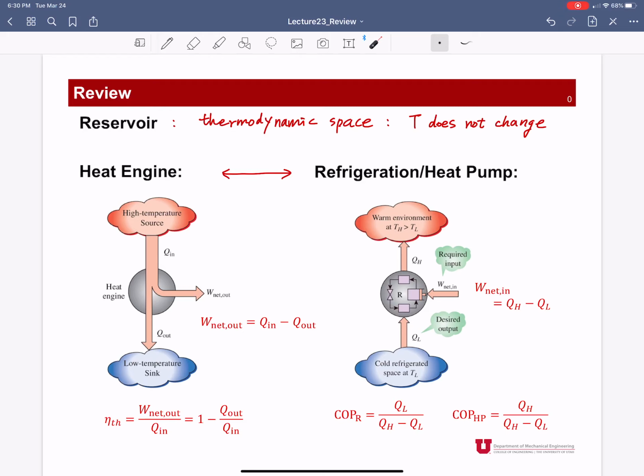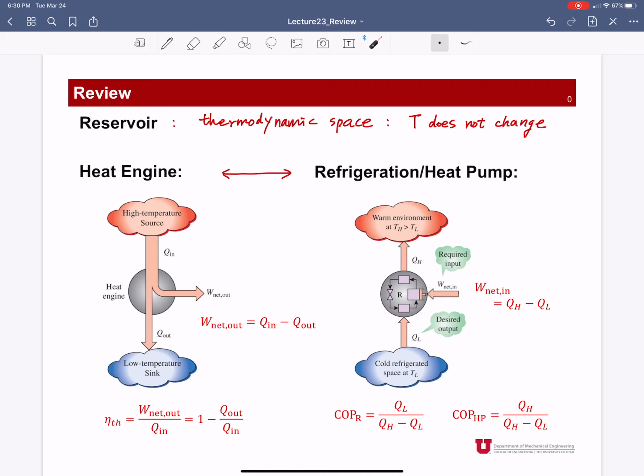Now, in order to describe the performance of heat engine, we need to think about two perspectives. The first one is how much work we can make out from this system. By applying the first law of thermodynamics, the net work out should be balanced with the difference between the heat input to the system minus the heat rejection from the thermodynamic cycle, the heat engine.